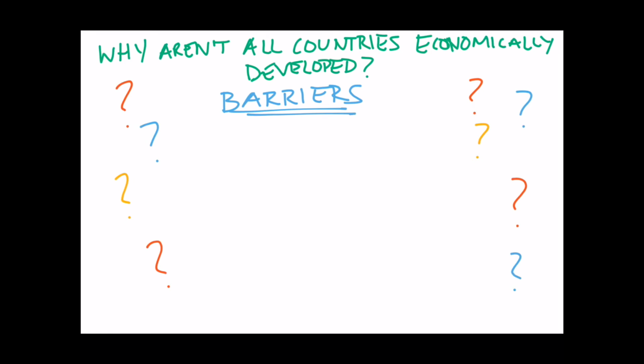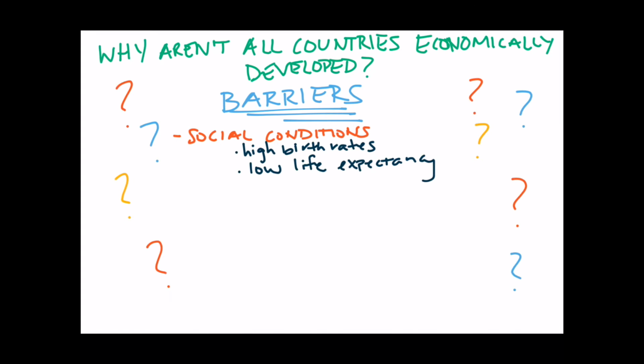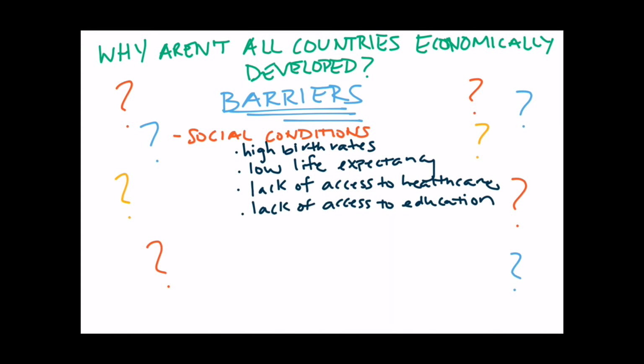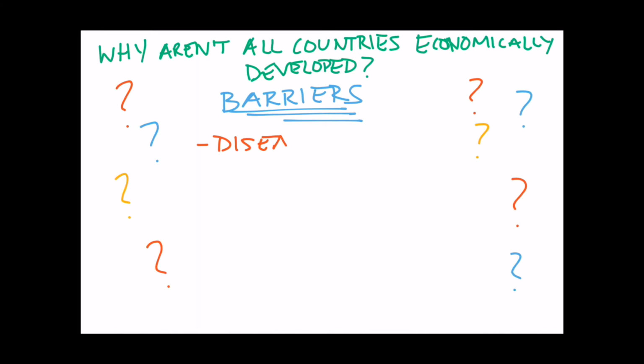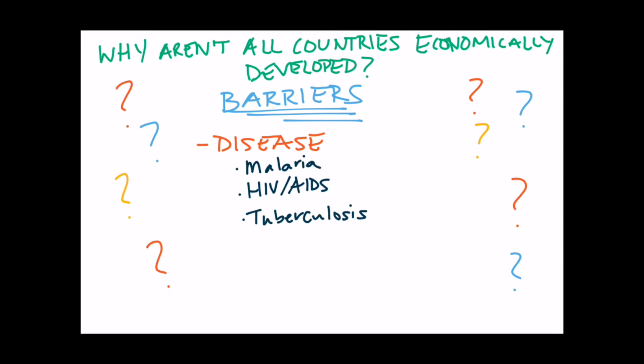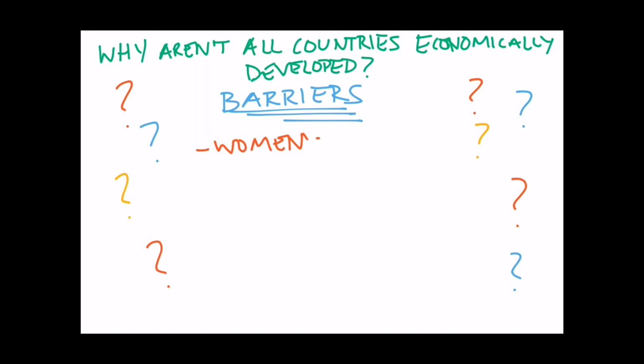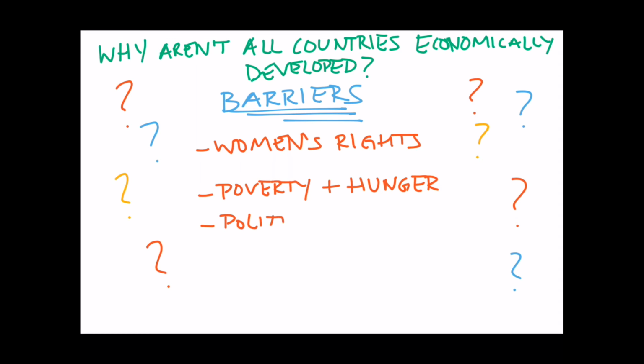We're going to start by looking at some social barriers. Things like high birth rates, low life expectancy, lack of access to healthcare, lack of access to education. Then we've got diseases around the world like malaria, HIV and AIDS, tuberculosis. Then there's women's rights issues. A lot of countries don't have a lot of women's rights. Poverty. Poverty and hunger are huge barriers to economic development. Why worry about economically developing when you are hungry, you can't eat? Political corruption would be another one.